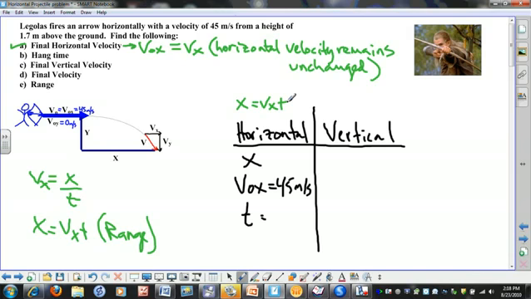What's going to be used in the vertical? That's going to be the kinematics equations.